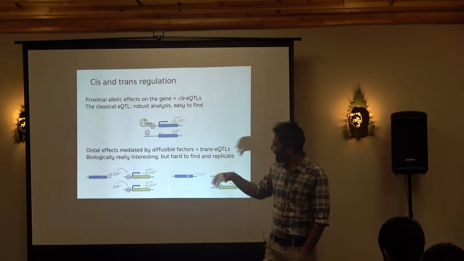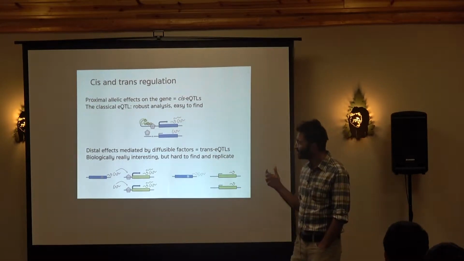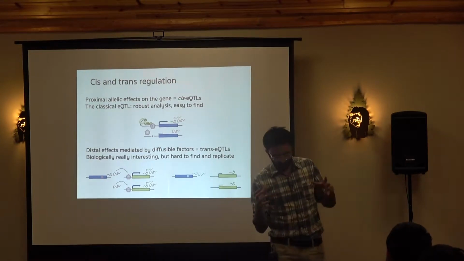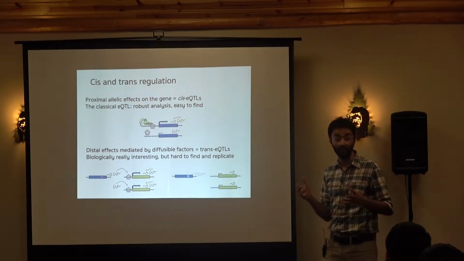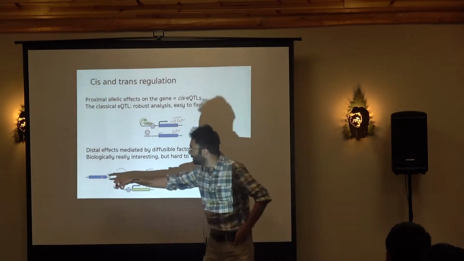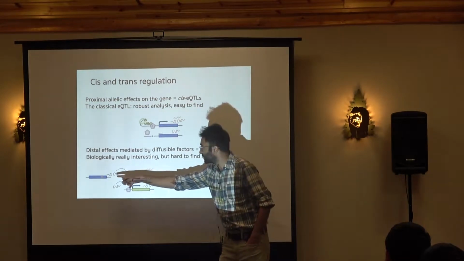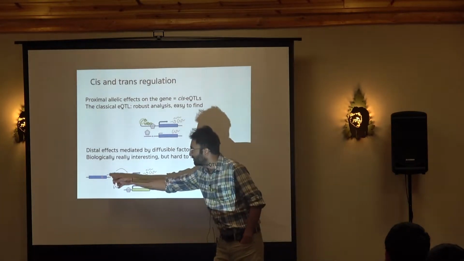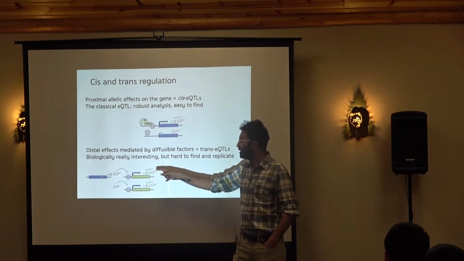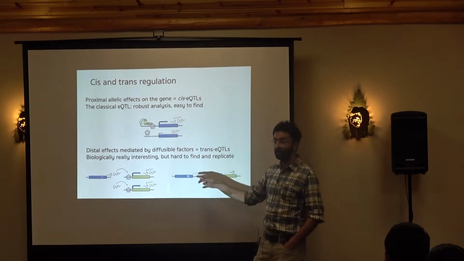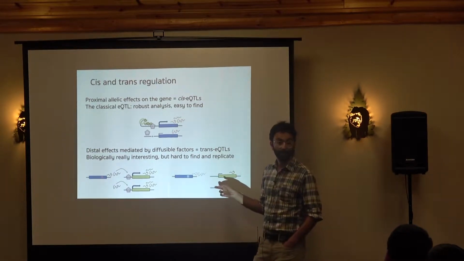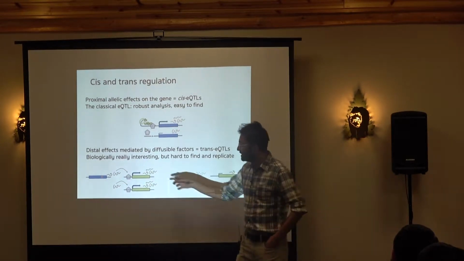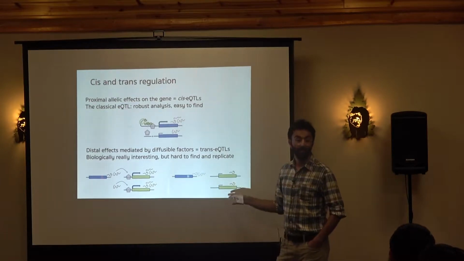Alternatively, you could have trans eQTLs or trans effects, which are very important and very common, and they have the same type of effect through diffusible factors. For example, you have a transcription factor that helps transcribe another gene somewhere else in the genome. If you have a T here, this binds better to that gene, so it increases the expression, and if you have a C, it will be less effective and you have less expression. The main difference is that since this goes through diffusible factors that are all over the place, the effect you see is the same on both copies.